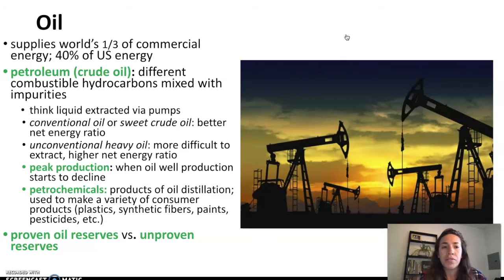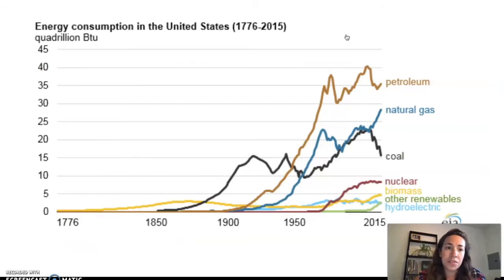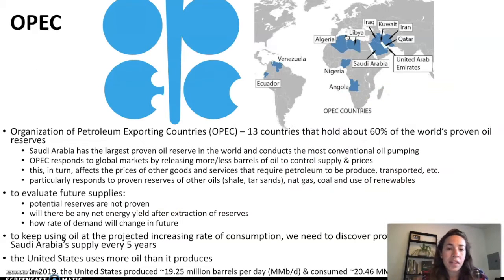So we use a lot of what we pump when we get oil, but it comes at some costs, right? Most of the proven oil in the world is held within these 13 countries. They make up what we call the Organization of Petroleum Exporting Countries, OPEC. They hold 60% of the world's proven oil reserves. Saudi Arabia has the largest proven reserve in the world, and they conduct the most conventional oil pumping.